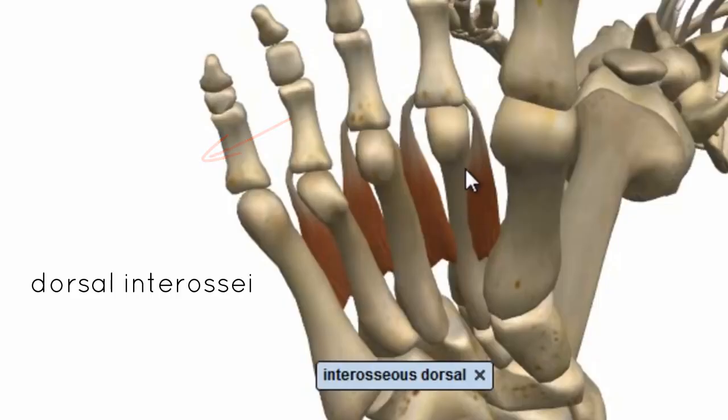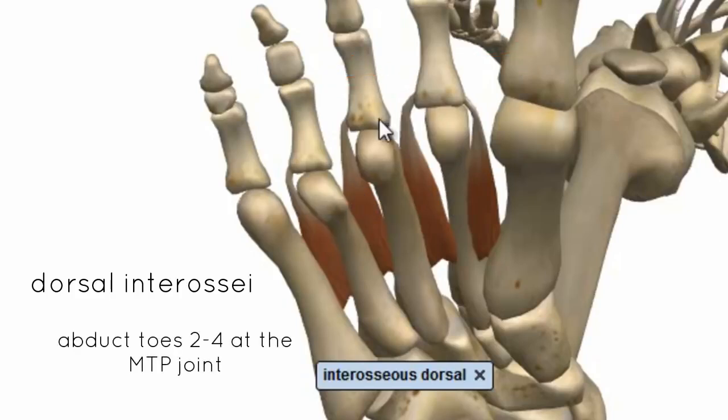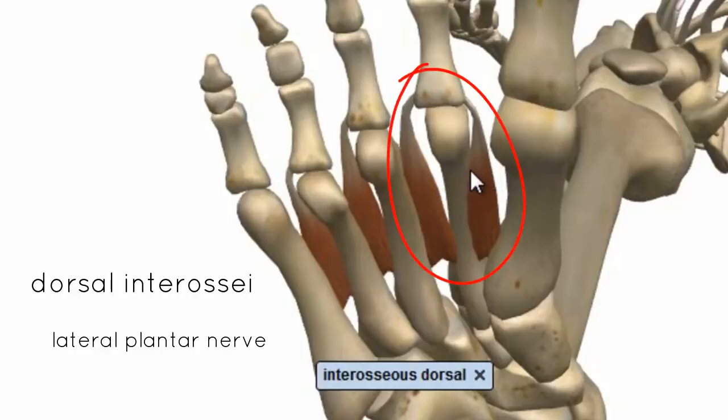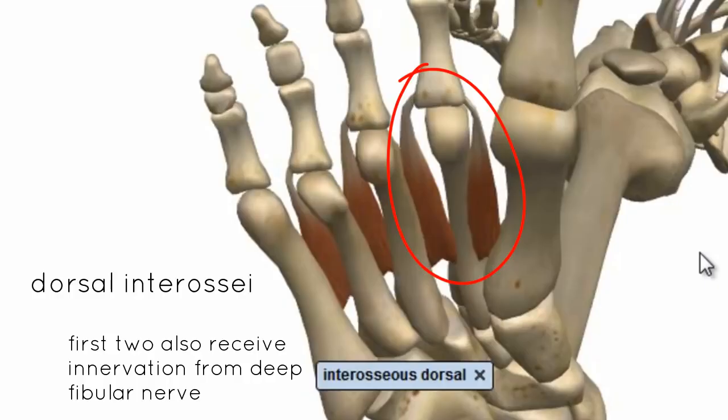So you don't have 4 plantar interossei muscles. This first dorsal interosseous muscle inserts medially, so the second toe can be abducted either side. The dorsal interosseous muscles abduct the digits 2 to 4, and they're innervated by the lateral plantar nerve. But you've also got the first 2 dorsal interosseous muscles receiving innervation from the deep fibular nerve.